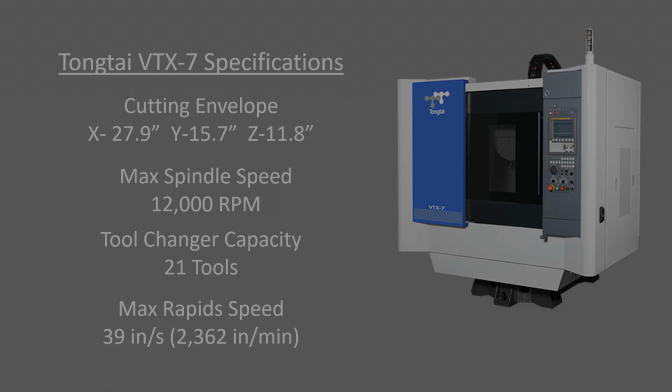The VTX-7 is an industrial-grade A-class 3-axis CNC machine. Here are some basic specifications.